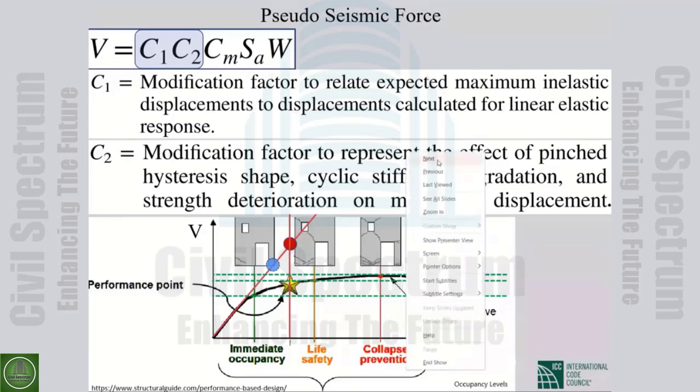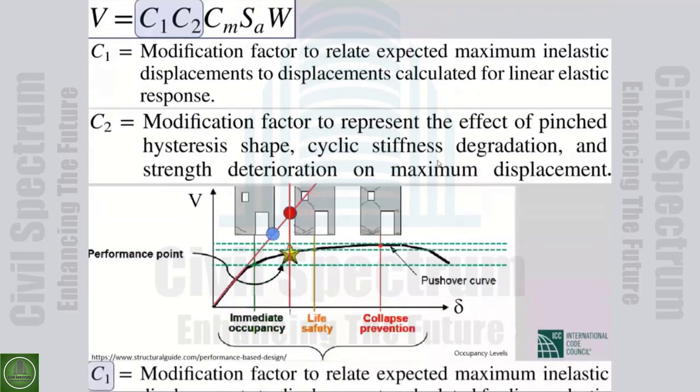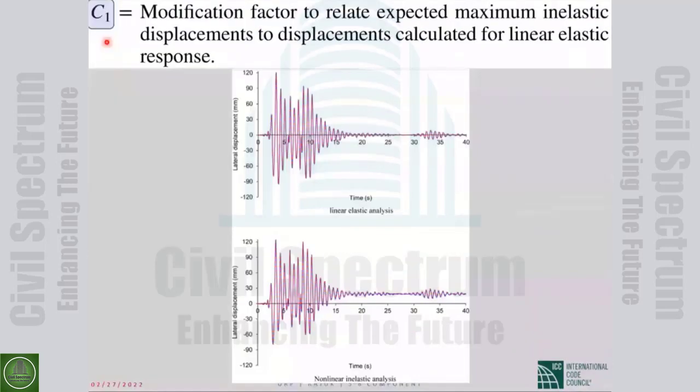The C1 coefficient. What is the C1 coefficient? The C1 coefficient is what it's written there with the wording from the code. Modification factor to relate expected maximum elastic displacement to displacement calculated for linear elastic response. In a way, it says that we are doing an elastic analysis, but the reality is nonlinear.